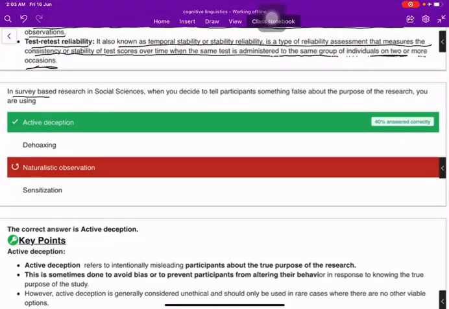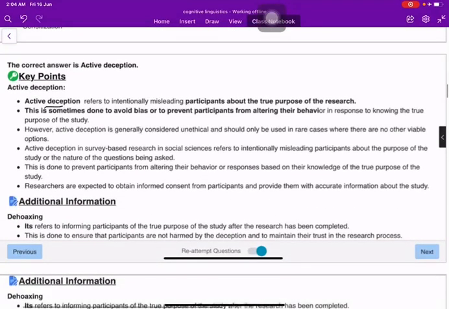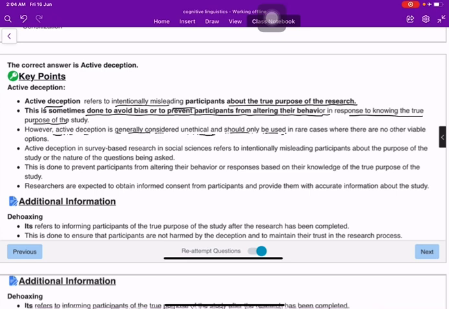Now, in survey-based research in social sciences, when you decide to tell participants something false about the purpose of the research, you are using active deception. Active deception refers to intentionally misleading participants about the true purpose of the research, sometimes done to avoid bias or to prevent participants from altering their behavior in response to knowing the true purpose of the study.